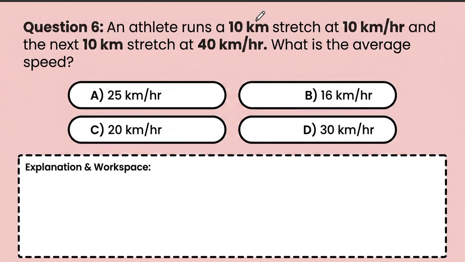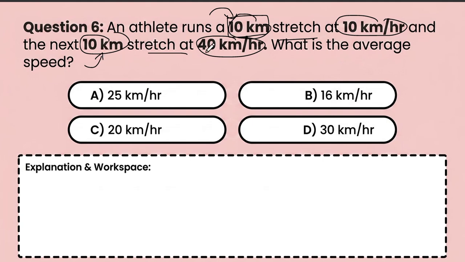An athlete runs a 10 km stretch at 10 km per hour and the next 10 km stretch at 40 km per hour. So what you can see here, the distance is the same. First 10 km and the second is also 10 km. Okay, so distance is equal here, speed is different, time is different. So what do we have to find out? Average speed. Whenever distance is equal, the formula to find average speed is 2xy upon (x plus y). Okay, so just apply the formula.